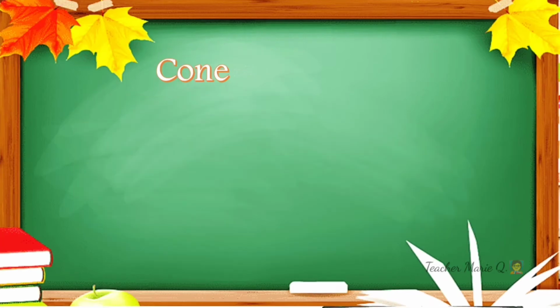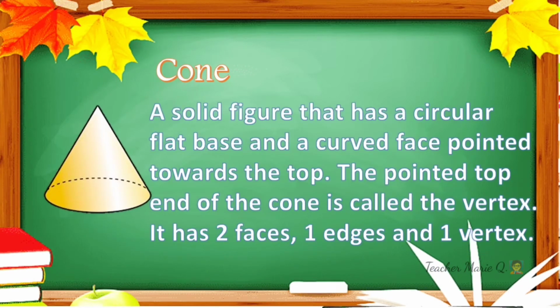Next, cone. What is cone? Cone is a solid figure that has a circular flat base and a curved face pointed towards the top. The pointed top end of the cone is called the vertex. It has two faces, one edge, and one vertex.